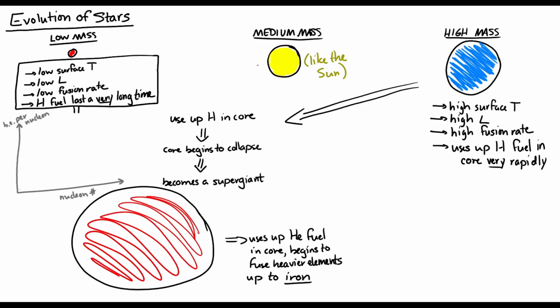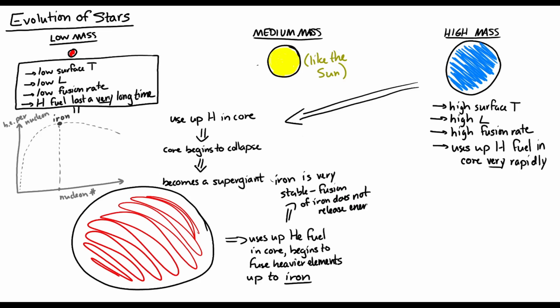If you look at the binding energy per nucleon curve, iron is very, very stable. And if you fuse two irons together, you will not get a more stable element out of it. You will not emit energy. You will actually absorb energy when that happens. So at this point, there is no way for fusion to support the star.